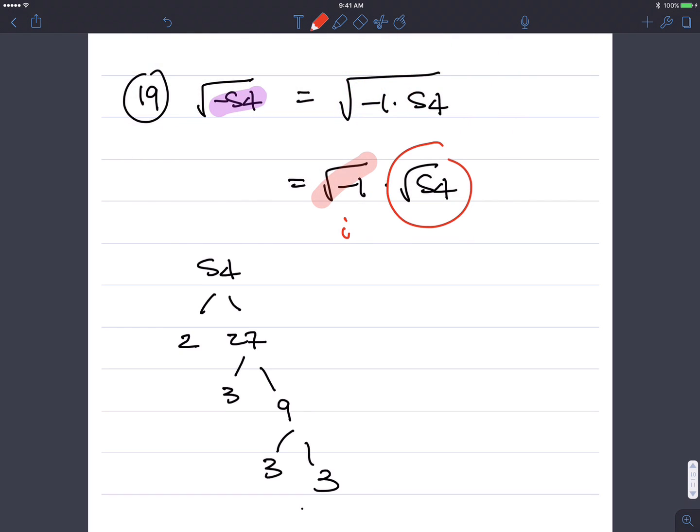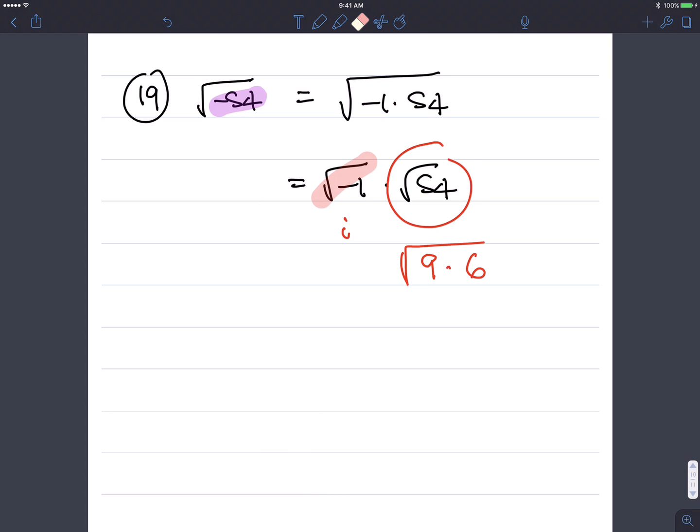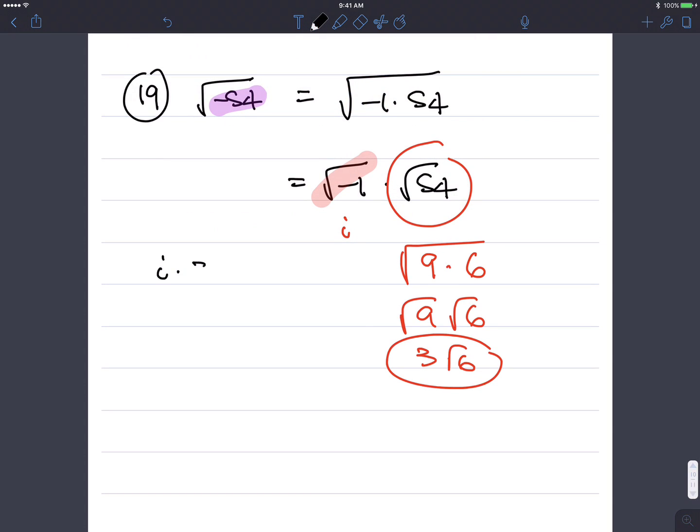So let's go back. I'm going to write this as the square root of 9 times 6. The largest perfect square that goes into 54 is 9. 6 times 9 is 54. Okay. So we have the square root of 9 times the square root of 6, which is 3 times the square root of 6. Here's what happens. Now I have i times 3 times the square root of 6, or 3 times the square root of 6i. And we're done.